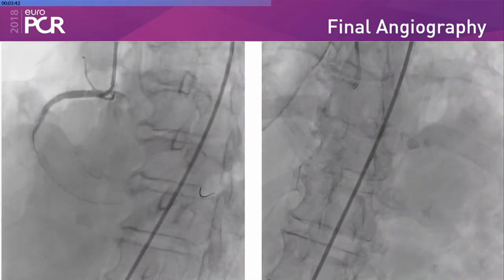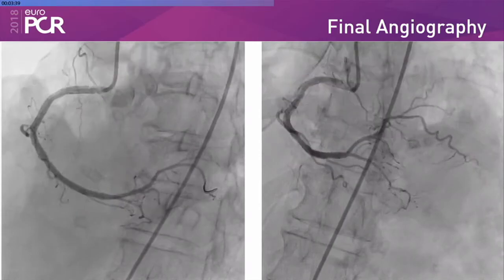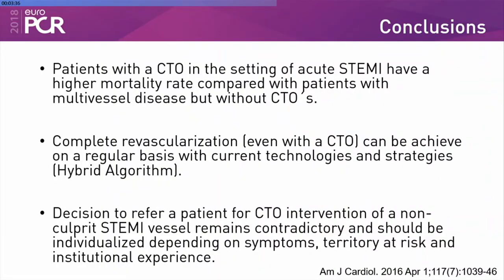And here are the things that all of us can question. Patients who went to CTO in this setting of acute STEMI have a higher mortality rate compared with patients with multivessel disease but without CTOs. Complete revascularization can be achieved on a regular basis with current technology and strategies. The decision to refer a patient for CTO intervention of a non-culprit STEMI vessel remains controversial and should be individualized depending on symptoms, territorial risk, and the institution's experience. Thank you.